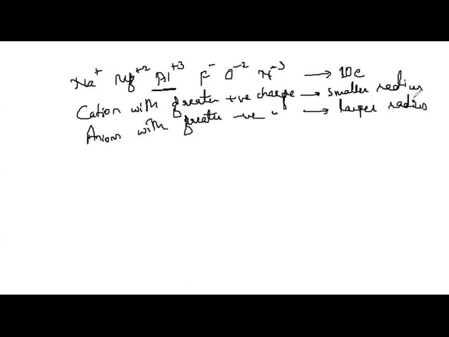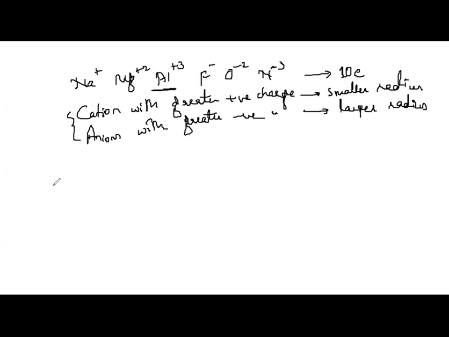Yes, because greater negative charge on anions means what? Gain of more electrons. Yes, when more electrons are gained, there is electron-electron repulsion that will make the anion expand. So here, if you consider these two criteria, can you write the order for all these isoelectronic species?